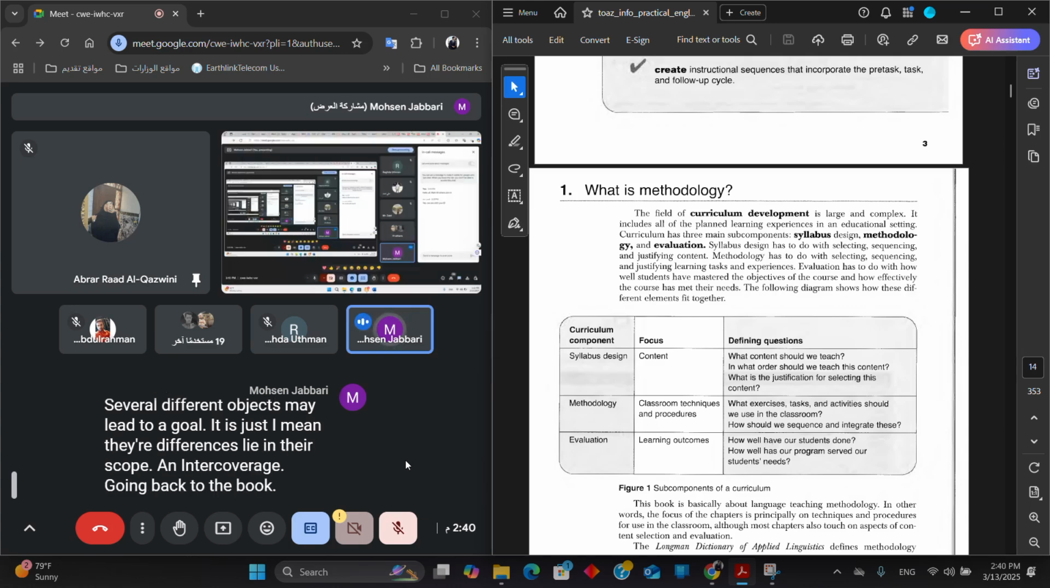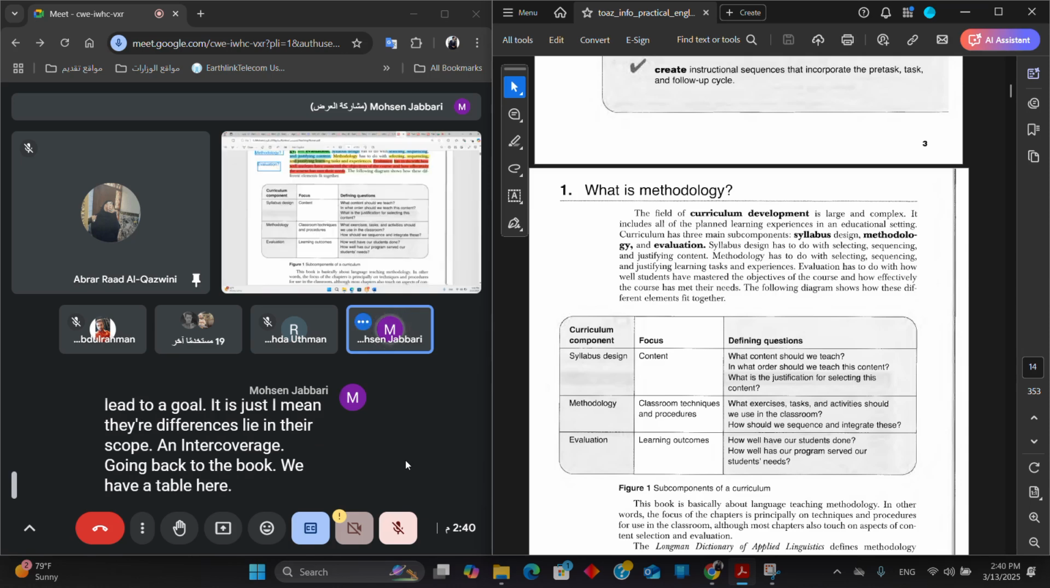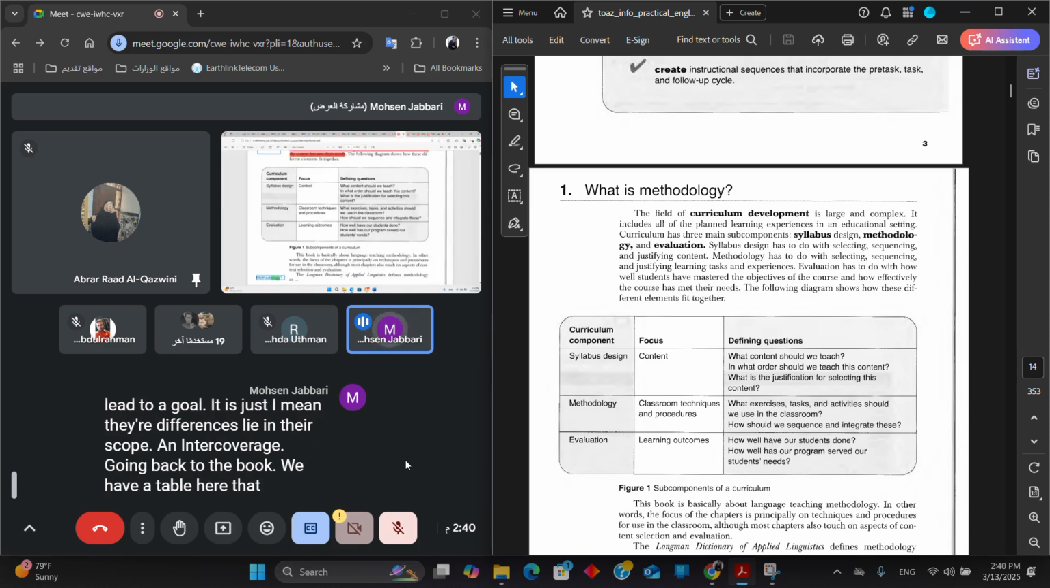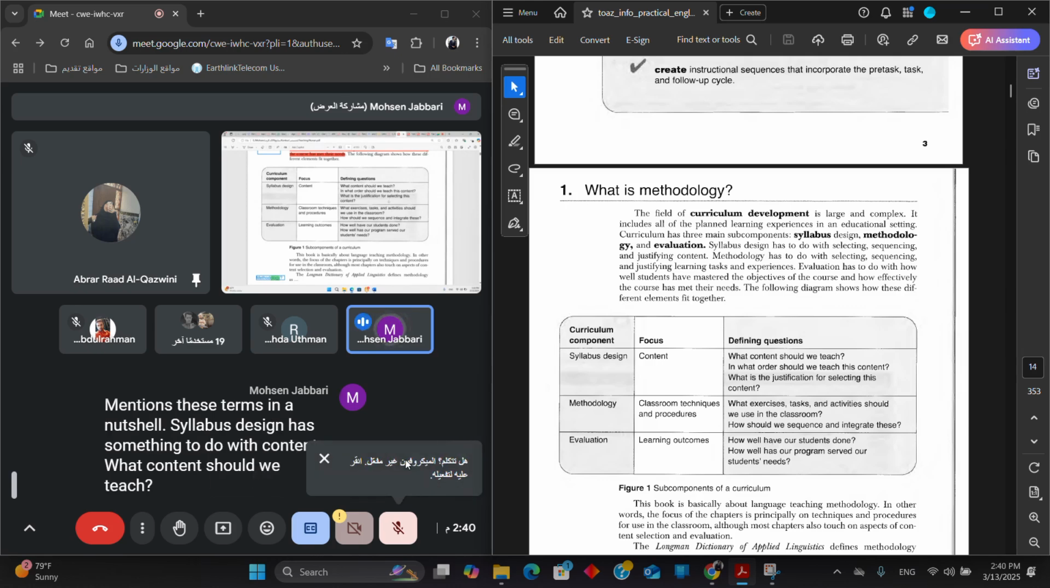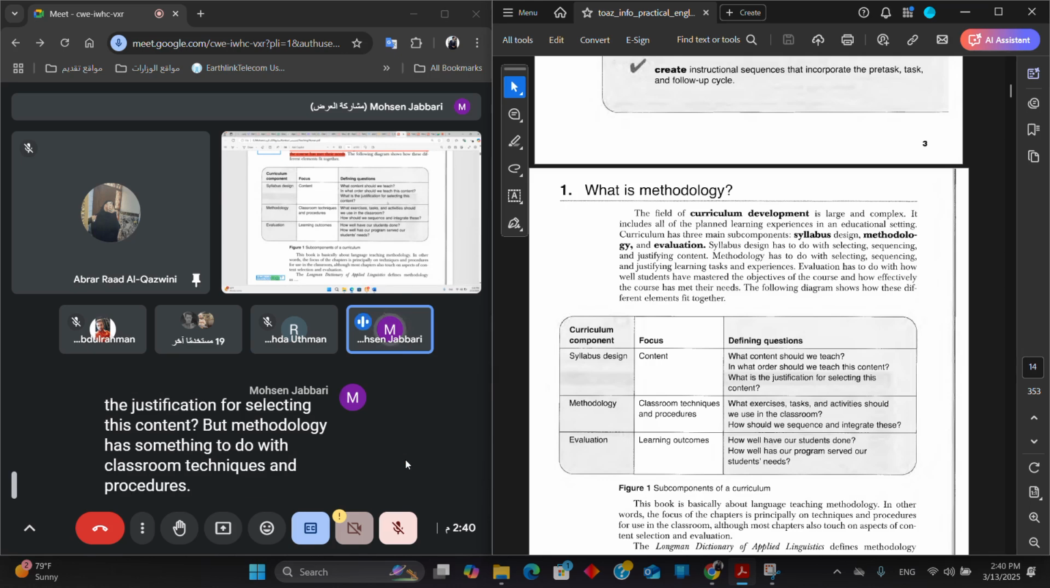Going back to the book, we have a table here that mentions these terms in a nutshell. Syllabus design has something to do with content. What content should we teach? In what order should we teach this content? What is the justification for selecting this content? But methodology has something to do with classroom techniques and procedures, like what exercises, tasks and activities should be used in the classroom.